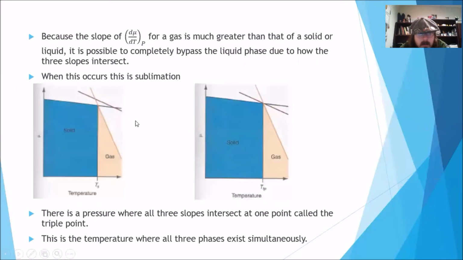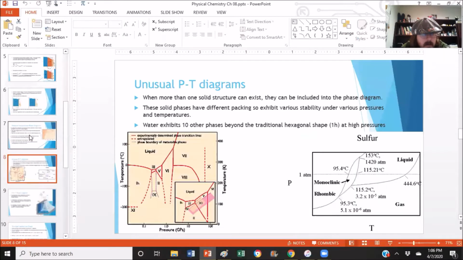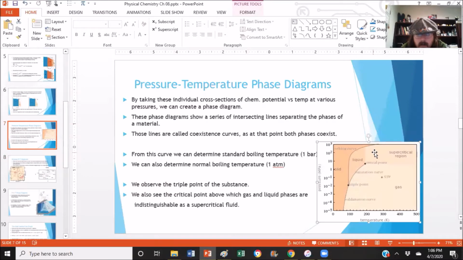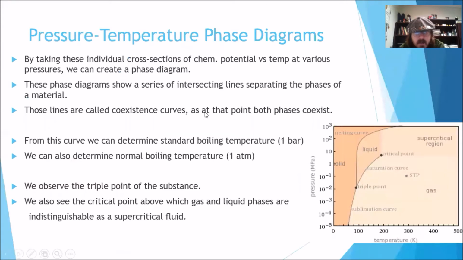So this whole thing, imagine doing a billion of these, one at each pressure, and drawing this over, and those intersections are simple pressure, and we're moving it over each time and looking at this. These are simply a series of intersecting lines separating the phases of the material. These lines are called coexistence curves.